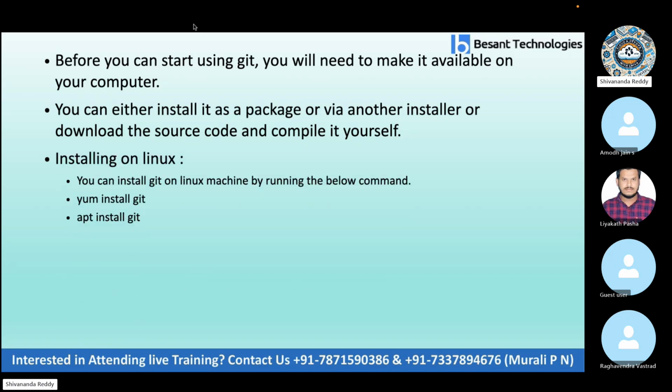Installing on Linux: you can install Git on a Linux machine by running the below commands, yum install git or apt install git. Remember, guys, the yum install git command is used for Red Hat Linux, CentOS, Fedora, these kinds of servers. Apt install git is used for Debian, Ubuntu, those flavors.